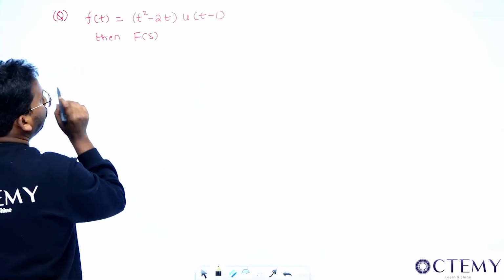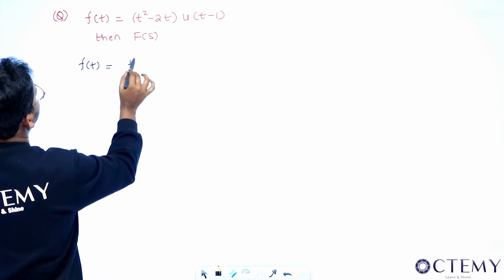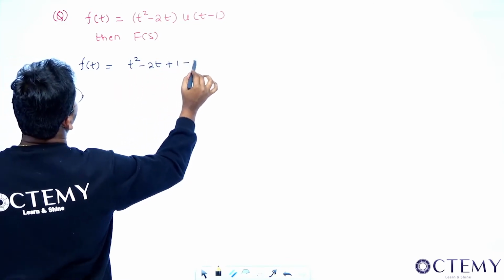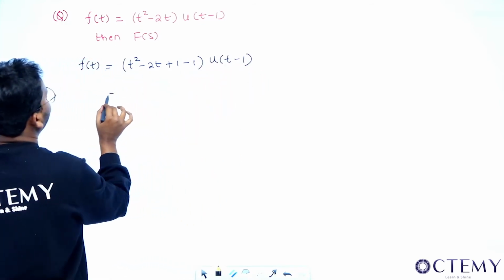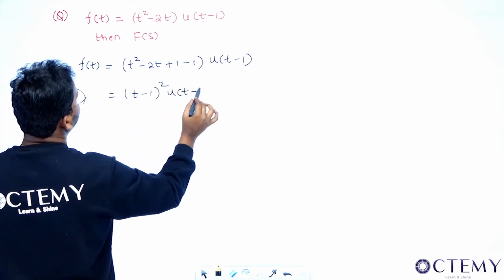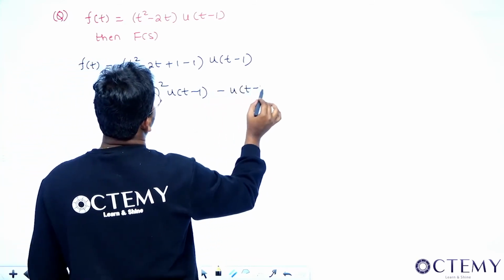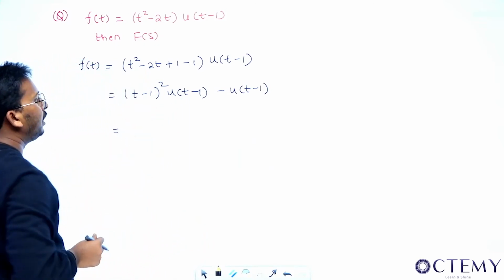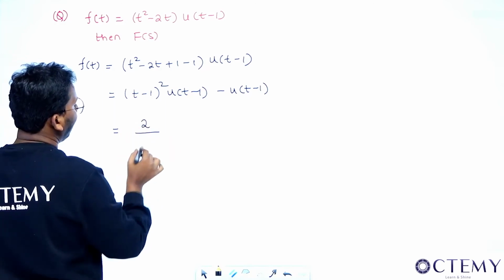The easiest way is like this. You convert everything into t minus 1. So this is t square minus 2t plus 1 minus 1 into u of t minus 1. This will get converted to (t minus 1) square into u of t minus 1 minus u of t minus 1. So what will this become? This is actually t square u of t. What is the transform of t square u of t? It is 2 by s cube.